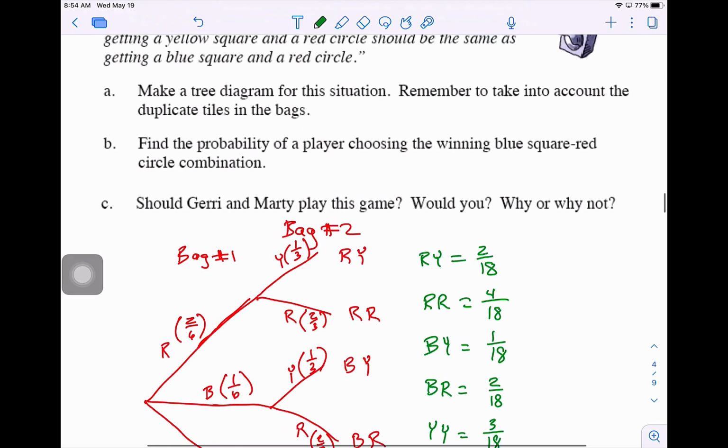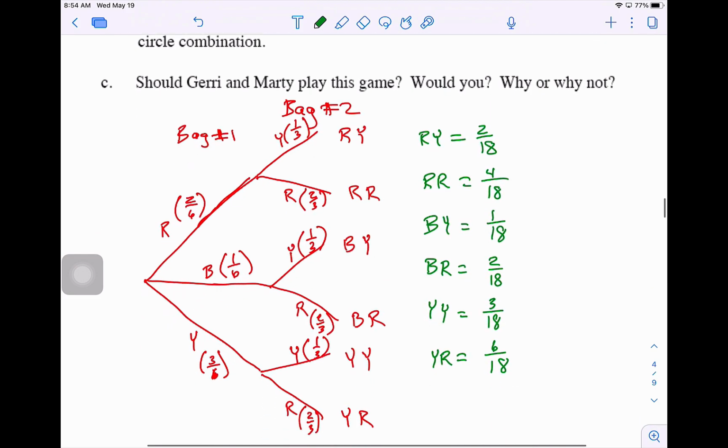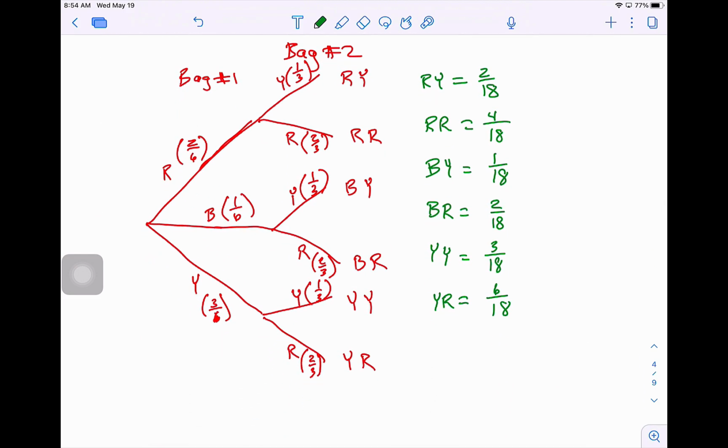Okay, so now here's the question. Find the probability of a player choosing the winning blue square, red circle combination. So we're looking at blue-red combination. Well, if you take a look, here it is right here. There's the probability that any given person wins this game. Okay, theoretically, if some random person would play this game 18 times, they would win twice. Okay, or 1 out of every 9 times that they play.